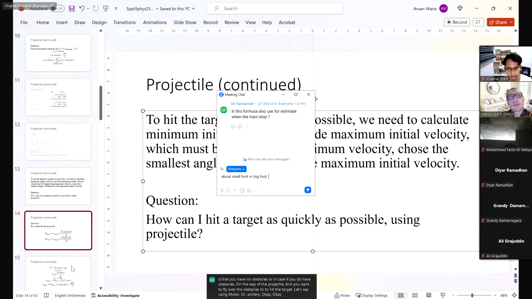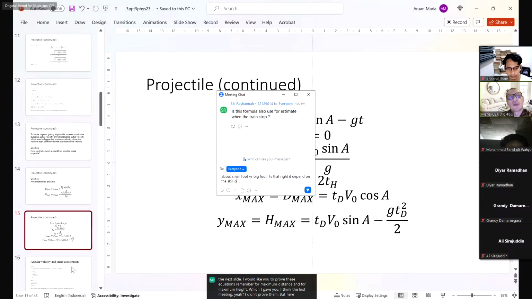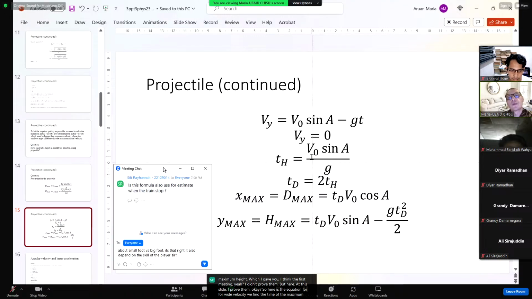Okay, so let's look at the next slide. I would like you to prove these equations, remember, for maximum distance and for maximum height, which I gave you, I think, the first meeting, yeah? I didn't prove them, but here at this slide, I proved them, okay? So here is the equation for y velocity. We find the time of the maximum height, okay?